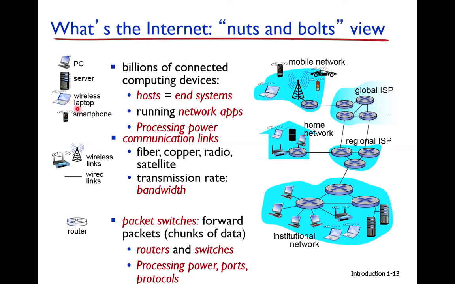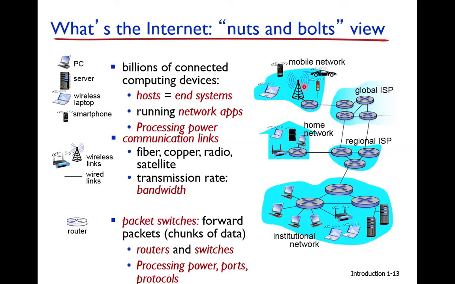Through this network application, the user accesses the internet. For example, if you are accessing the internet, you are accessing it through an application, for example YouTube, Skype, etc. So one is this, and second is the router.